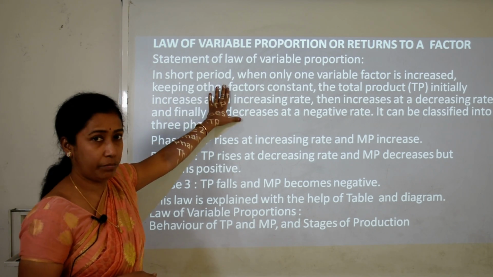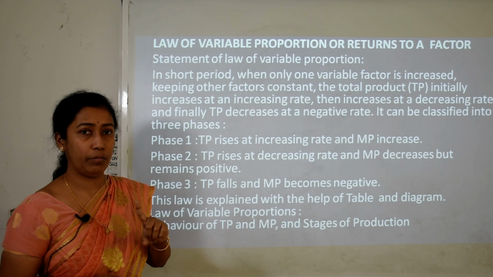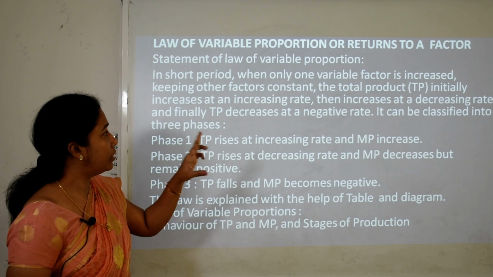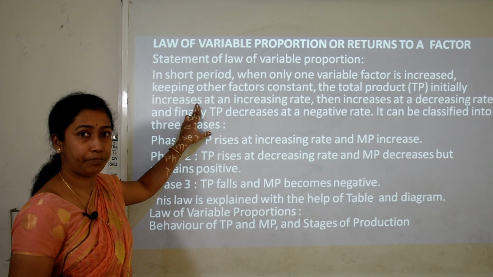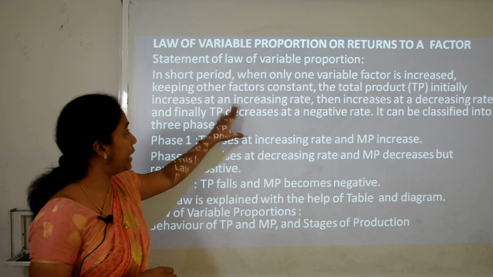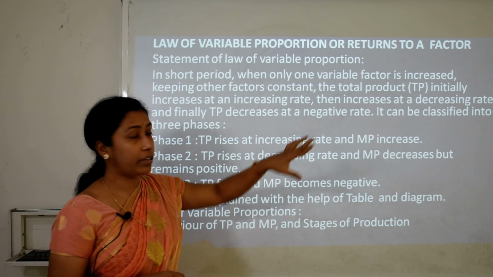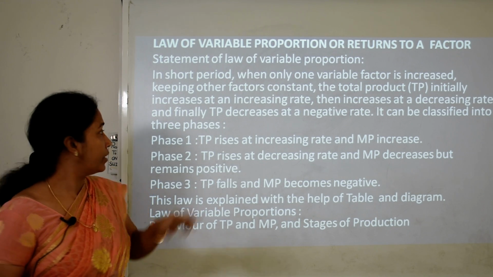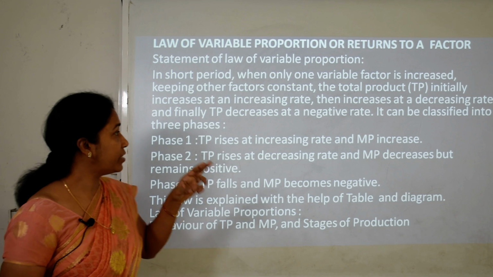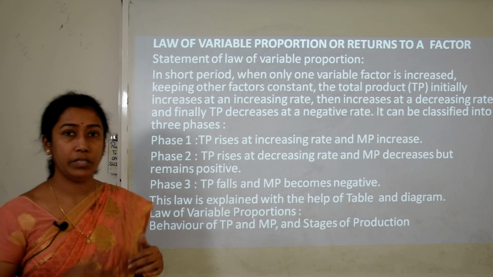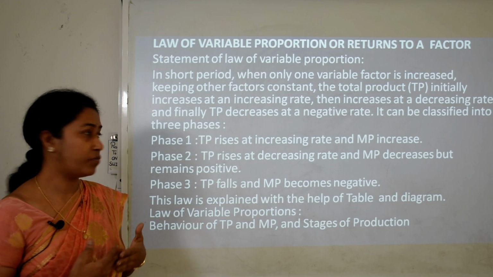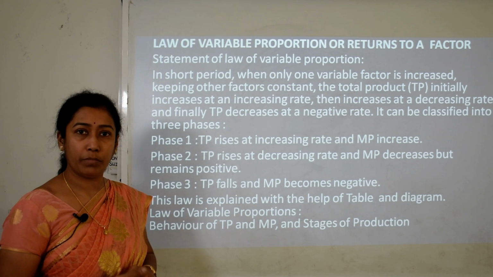So in a short time period, when only one variable factor is increased while other factors remain constant, the total product initially increases. That means, as the law suggests, total product will initially increase at an increasing rate, then increase at a decreasing rate, and finally total product decreases at a negative rate. It can be classified into three phases. That means this law of variable proportion has three phases of changes between total product and marginal product.